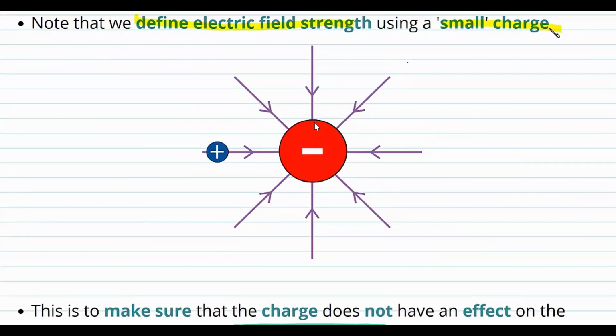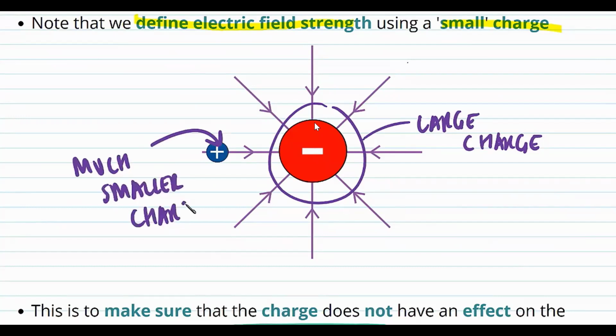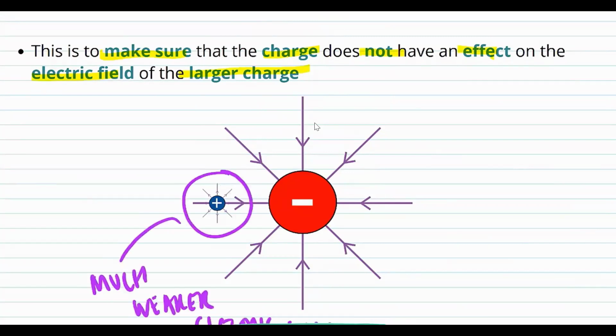An important thing to note is that when we define electric field strength, we use a small charge. So when we're defining the electric field strength around this large negative charge here, we have to be careful to use a much smaller charge in order to define the strength of the electric field. The reason for this is to make sure that the charge does not have an effect on the electric field of the larger charge. So the charge will have its own electric field, but because it is so small, its field will be much weaker. And therefore we can ignore its effect on the larger electric field.